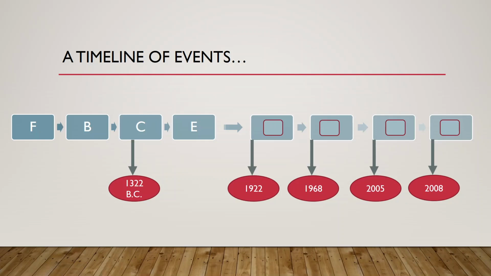Zip forwards and we come to 1922. In 1922, Howard Carter discovers King Tut's tomb. In 1968, images of King Tut's mummy are taken with simple X-ray technology.